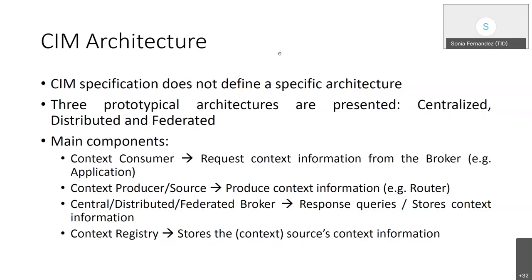Then there is a central piece, which is the main one, the broker, which is responsible for handling the requests from the consumers, the applications, and asking the information to the sources. And finally, depending on the architecture that you choose, there is another component, the context registry, which can be in the broker or in a separate component, in which basically the data sources register the context information they can provide, and it is available to be requested by the broker for the corresponding request made by the consumers. Next one.